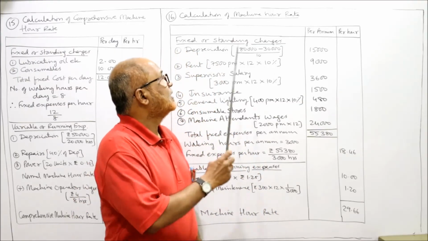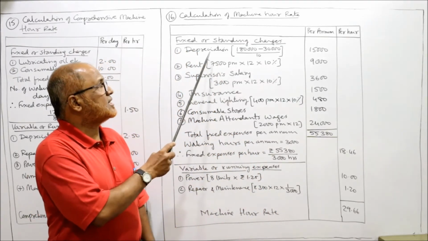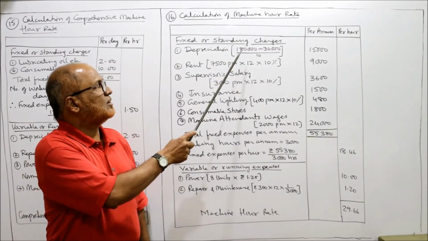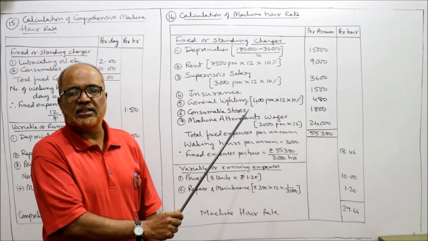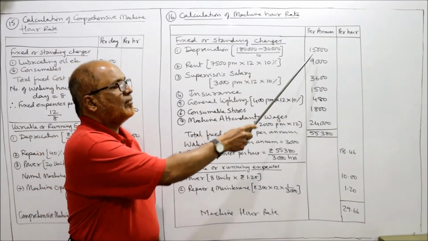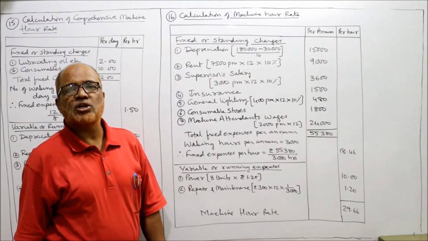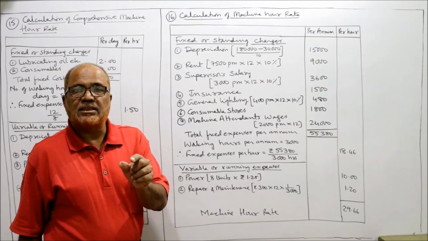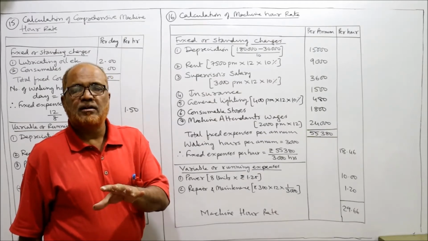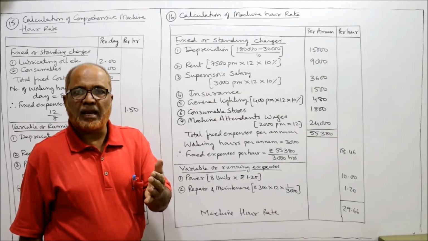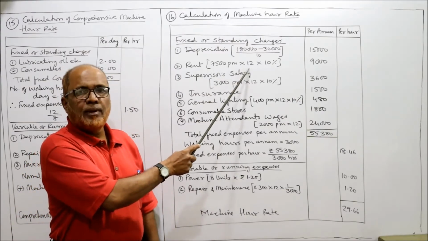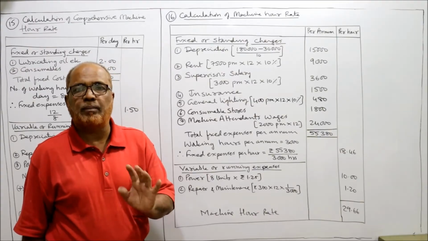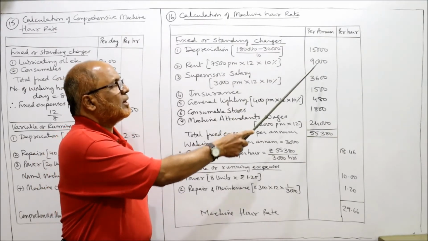Now see here. Calculation of machine hour rate, fixed or standing charges. First, depreciation: cost minus scrap divided by life. The cost of the machine 1,80,000, scrap value 30,000, life 10 years. So you will get 15,000 rupees as the depreciation per annum. Secondly, rent. 7,500 per month is the rent of the department. We multiply by 12 to get per annum. So 7,500 into 12. But the machine occupies only 10% area of the department. So we take 10%. So it will become 9,000.